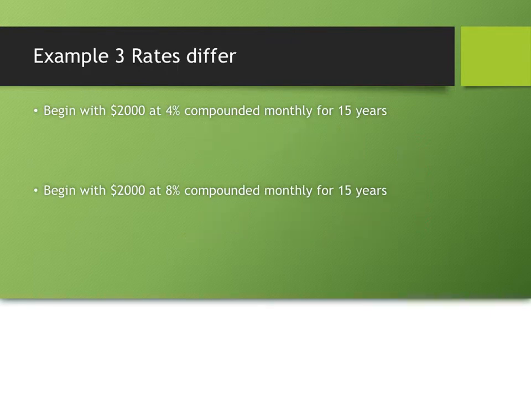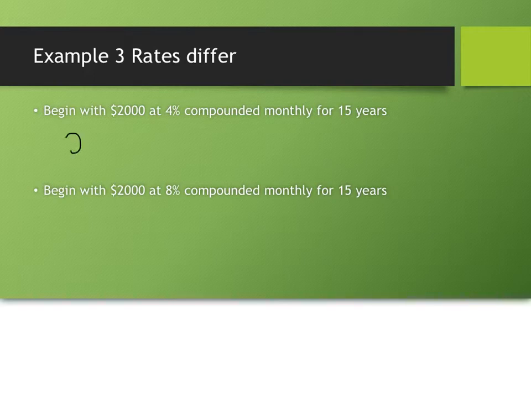So let's do the rates. Let's differ the rates, and we're going to double the rates. So we're going to start at 2,000, and we're going to compound at 4% monthly versus 2,000 at 8% monthly for, again, 15 years. So again, push pause on the video. Try to work this out by hand, and then make some observations on your own. All right, hopefully you've made those observations by now. And I'm going to, again, go through this fairly quickly.